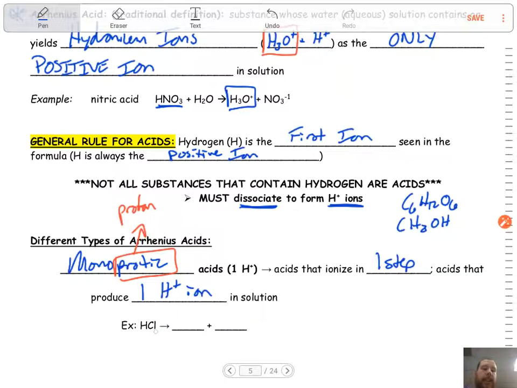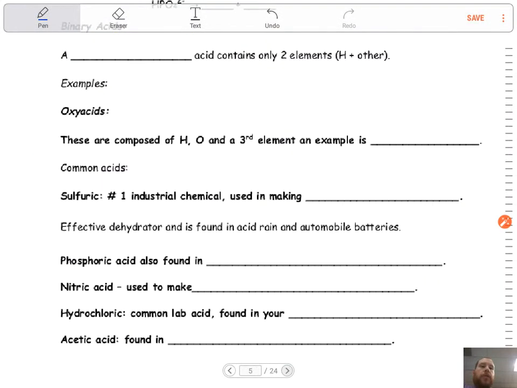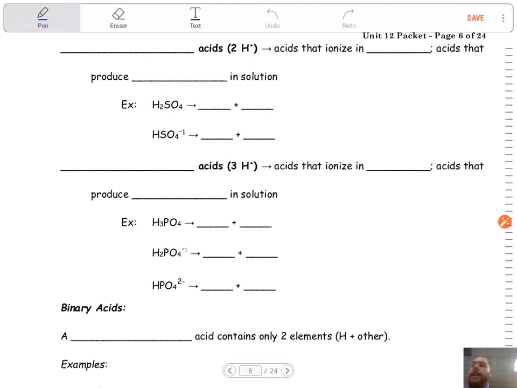Okay, so if we were to break this down and dissociate this, we've got H+ and Cl-. One step, it's dissociated completely, and it forms all the ions. Let's continue on. We can also talk about this thing called a diprotic acid, okay? Where you have two. Diprotic, so di means two, and protic is protons. So this is acids that ionize in two steps.